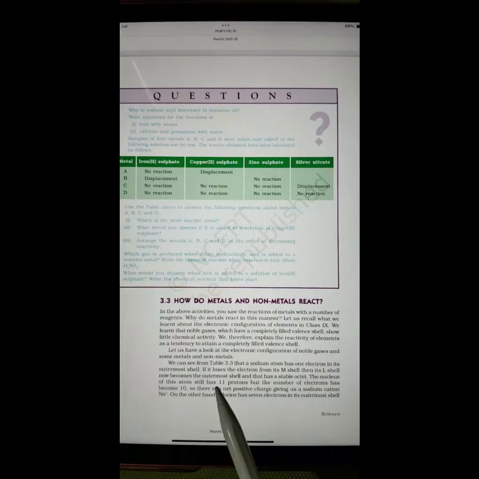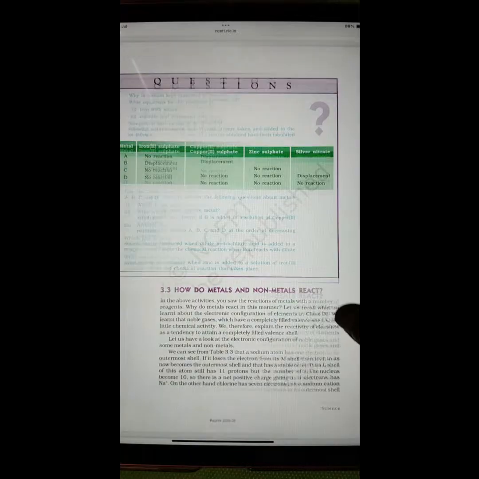We can see from table 3.3 that a sodium atom has one electron in its outermost shell. If it loses the electron from its M shell, then its L shell now becomes the outermost shell, and that has a stable octet. The nucleus of this atom still has 11 protons, but the number of electrons has become 10. So there is a net positive charge giving us a sodium cation, Na+. On the other hand, chlorine has 7 electrons in its outermost shell.